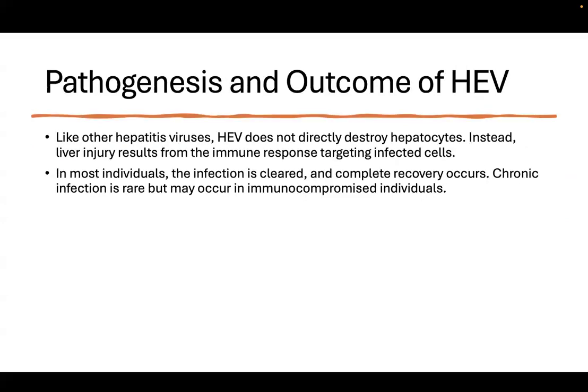Like other hepatitis viruses, the hepatitis E virus does not destroy your hepatocytes. It just causes a bombardment of your T cells. That's what typically happens. Chronic infection is very rare, because you usually have a very good immune system that's able to remove it, but it does happen in immunocompromised individuals.